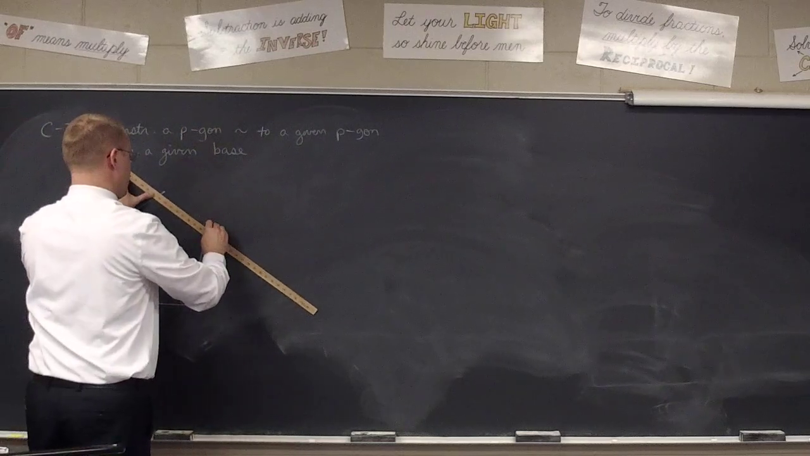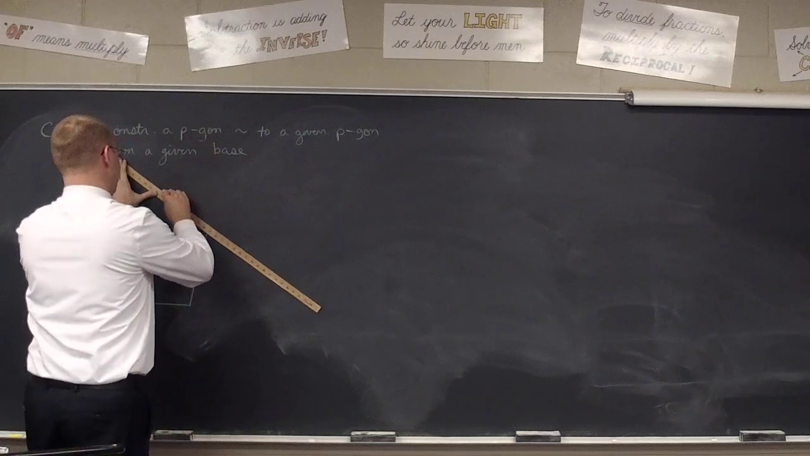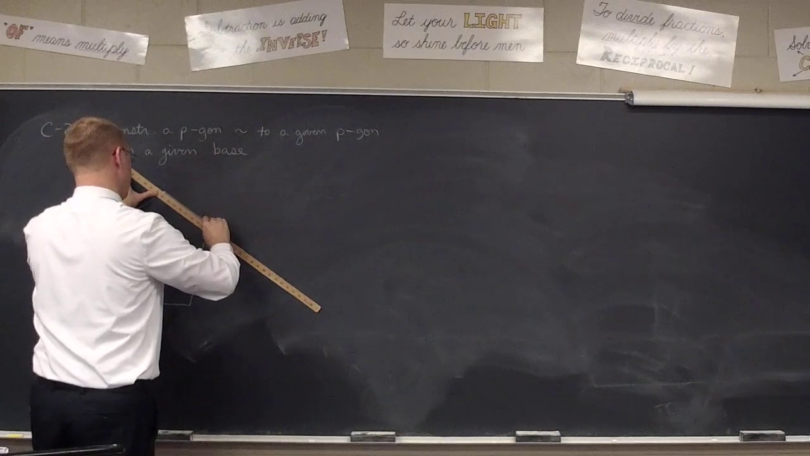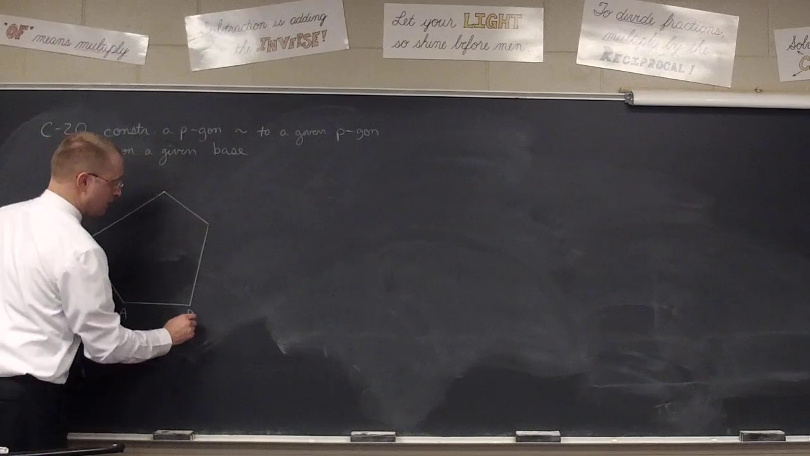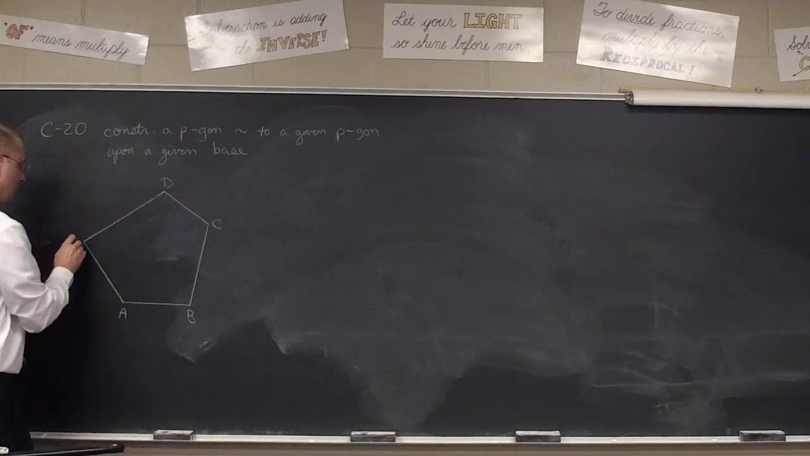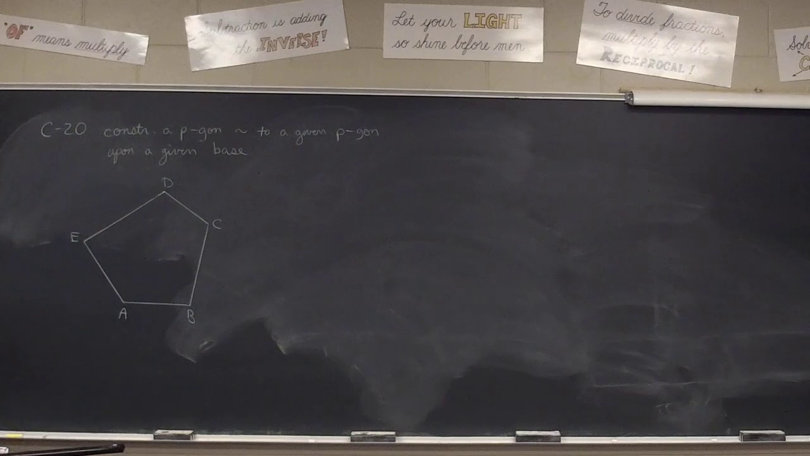Doesn't have to be pretty. Let's at least make it a convex polygon though. We don't want any reflex angles and such. And let's call it A, B, C, D, E. So draw some pentagon on your paper, call it A, B, C, D, E.